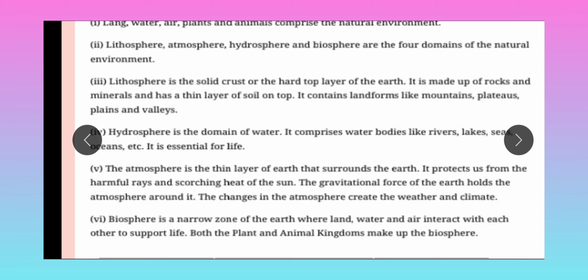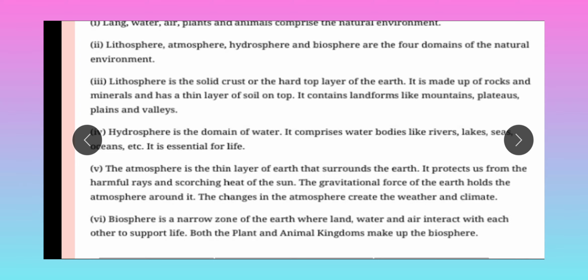Next, hydrosphere. Hydrosphere is a domain of the earth. It comprises water bodies like rivers, lakes, seas, oceans, etc. It is essential for life. Whatever the water bodies, that is called the hydrosphere.